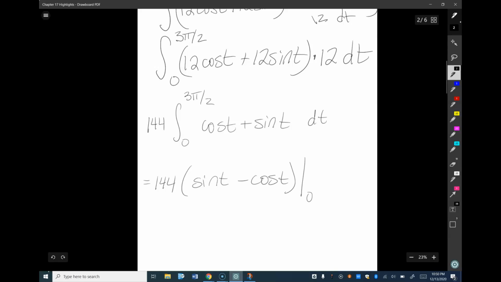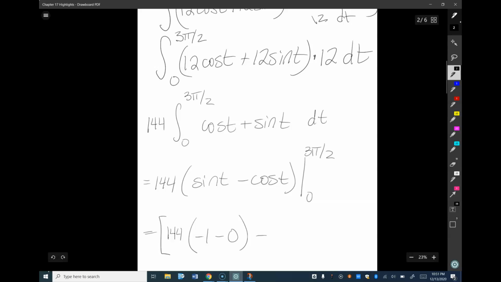And we want to evaluate at 3 pi over 2 and get an answer. And then we want to evaluate at 0, get an answer, and then we'll subtract. So first, when we plug in 3 pi over 2 for the t's, I get 144. Sine at 3 pi over 2 is negative 1. Cosine at 3 pi over 2 is 0.